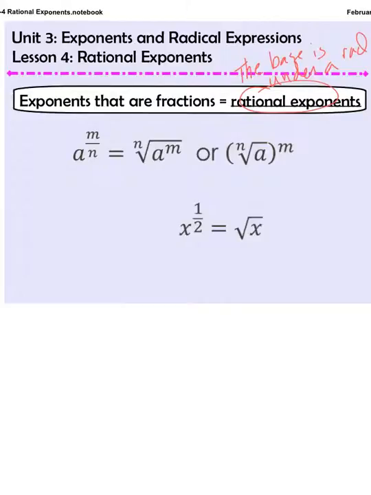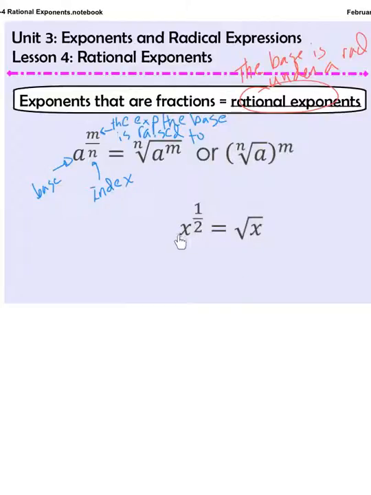So you might want to write yourself a note to that effect, that this is your index or your root. This is still the base. And then this is the exponent the base is raised to. Okay. We'll talk about what this means here in a minute, but let's look at an example.